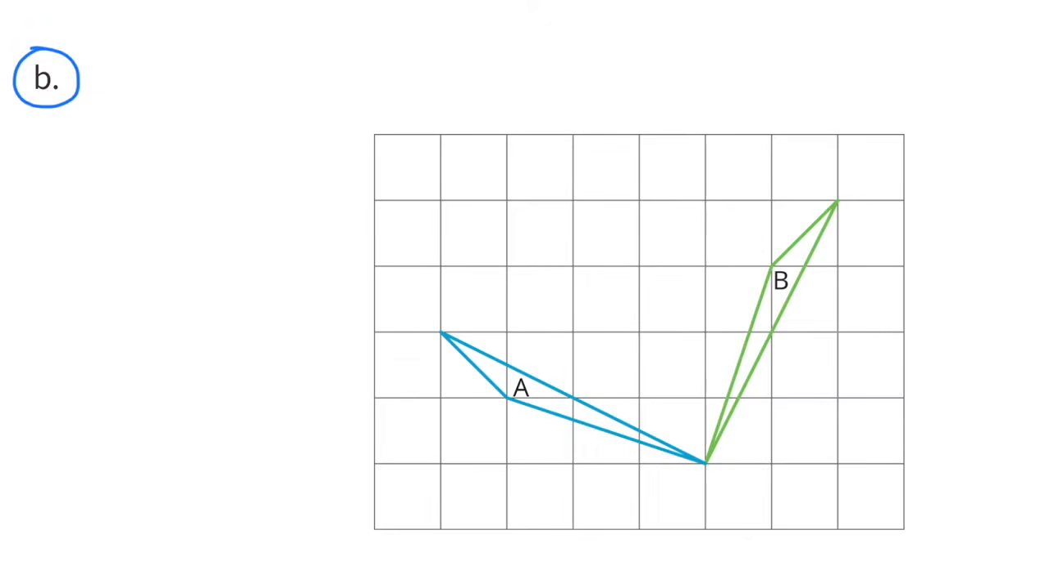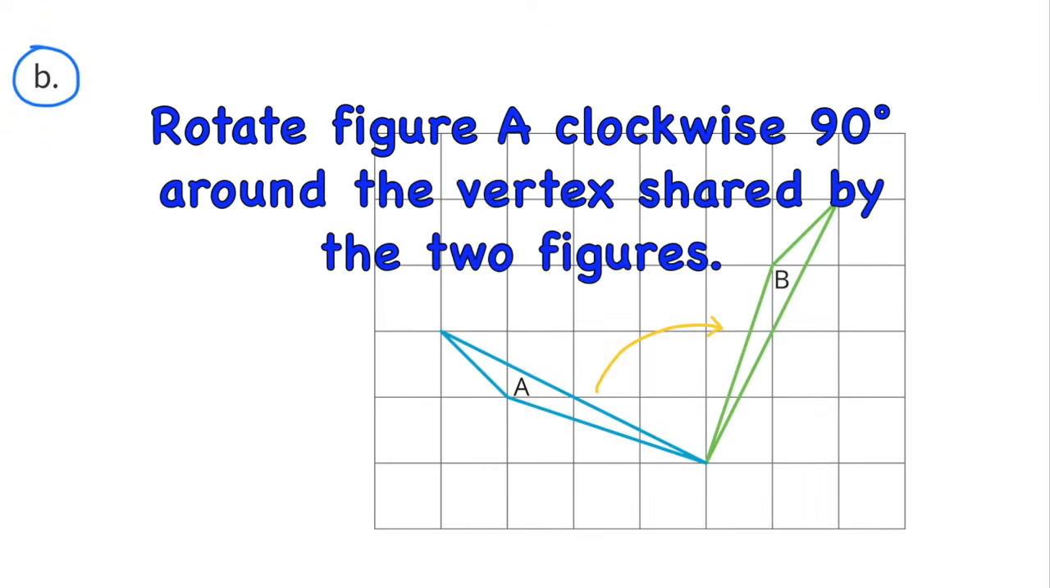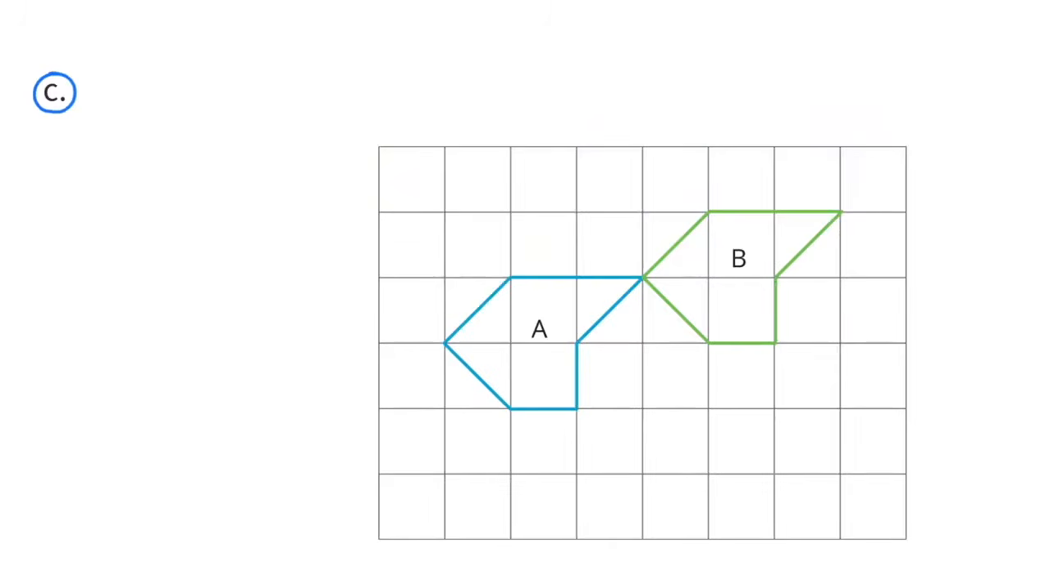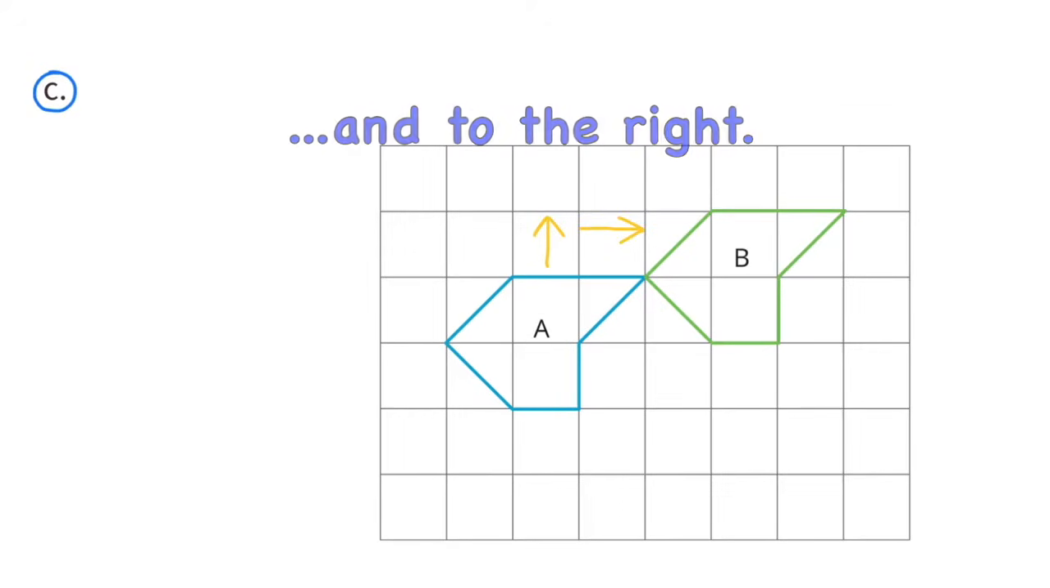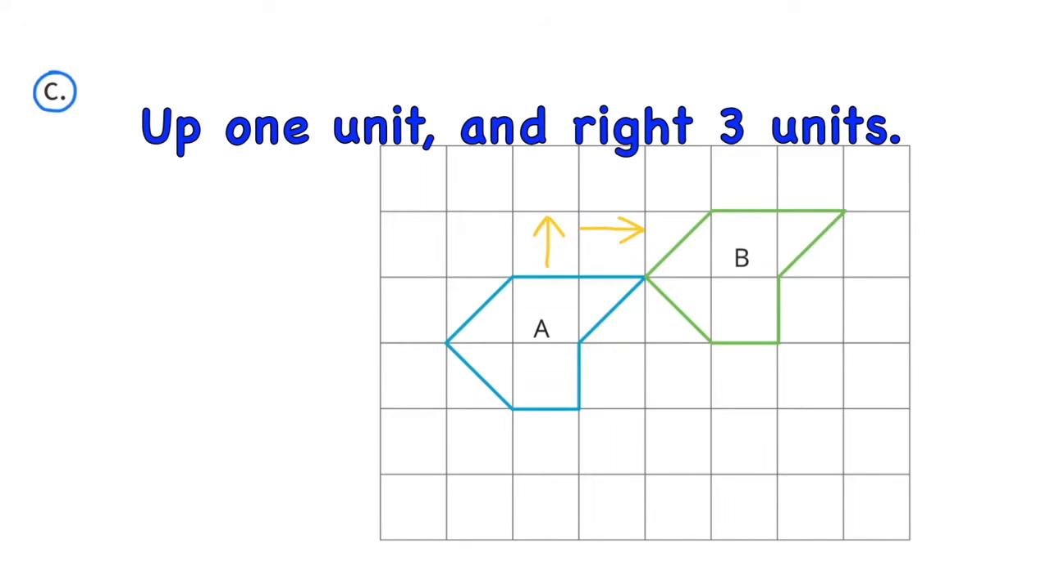B. Rotate figure A clockwise 90 degrees around the vertex shared by the two figures. C. Translate up and then to the right. It goes up 1 unit and to the right 3 units.